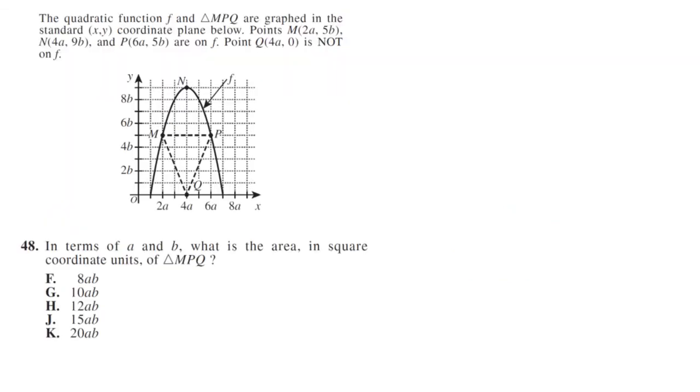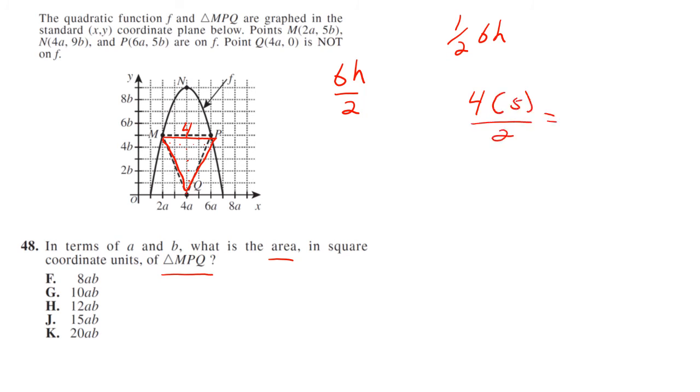What is the area in square coordinate units of triangle MPQ? So MPQ is here. So base times height divided by 2 is the area of a triangle, or 1/2 base times height, whichever you're more comfortable with. So our base is 1, 2, 3, 4 units. So our base is 4. Our height is 1, 2, 3, 4, 5 units. 4 times 5 divided by 2. So our area is 10 units.